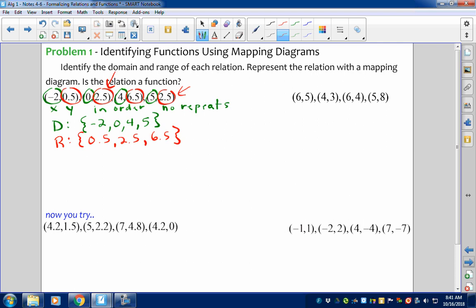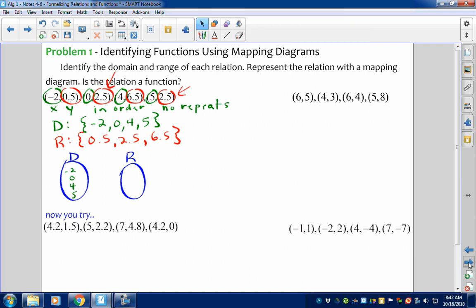And then we're going to be asked to do something else here. It says represent the relation with a mapping diagram. So we're going to do that next. So a mapping diagram looks like this. We have two little ovals, one here. We're going to label this the domain oval. And then we have another one. We're going to list that as the range oval. Domain and the range. And the domain has the following values: -2, 0, 4, and 5. And the range has the following values: 0.5, 2.5, and 6.5.